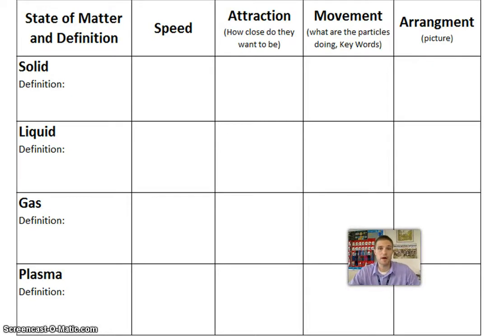Today we're speaking about solids, liquids, gases, and plasmas, or the four states of matter. In my classroom, I like to talk about this chart specifically, or table. So if you have one of these, I'd go grab that, and if you don't, you might want to pause the video now to draw this quickly.